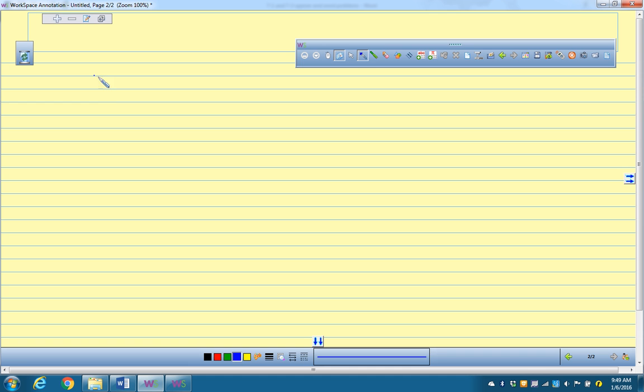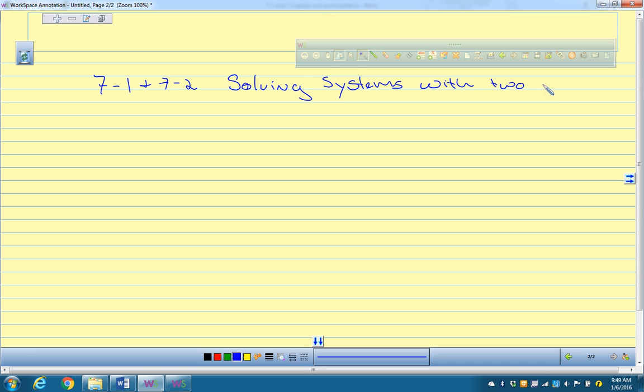So this is section 7.1 and 7.2, okay? And this is just all about solving systems with two variables, which you've done before. I'm going to throw in a couple word problems here. Solving systems with two variables, and there's three ways you hopefully learn to solve them.